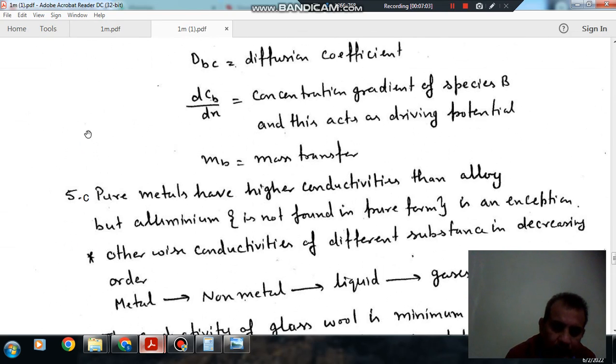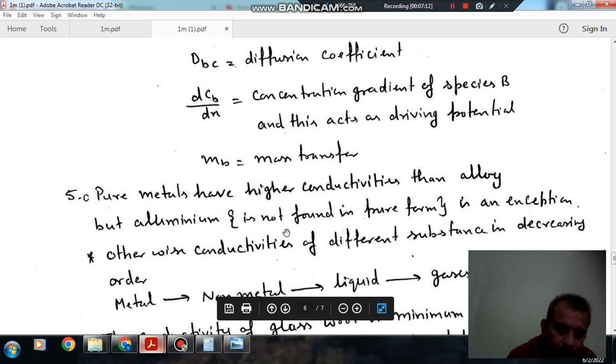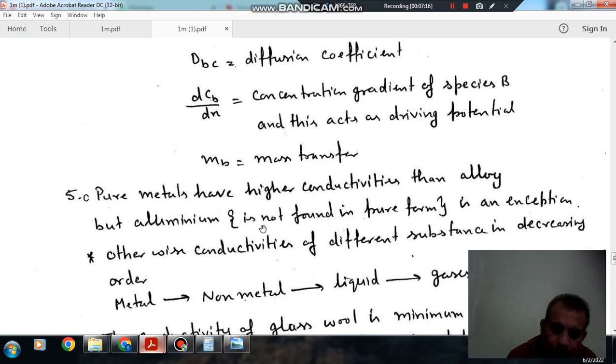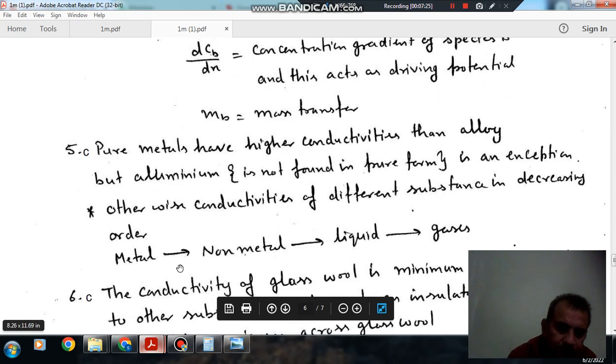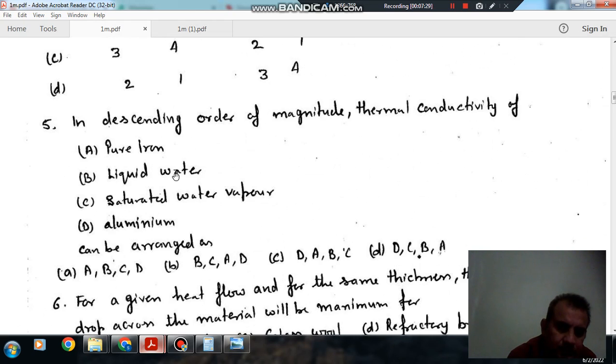So pure metals have higher conductivity than alloys, but aluminum is an exception. It is not found in pure form, but has higher thermal conductivity. Otherwise the conductivity, in decreasing order, is metal, non-metal, liquid, and gases. So answer here is C.